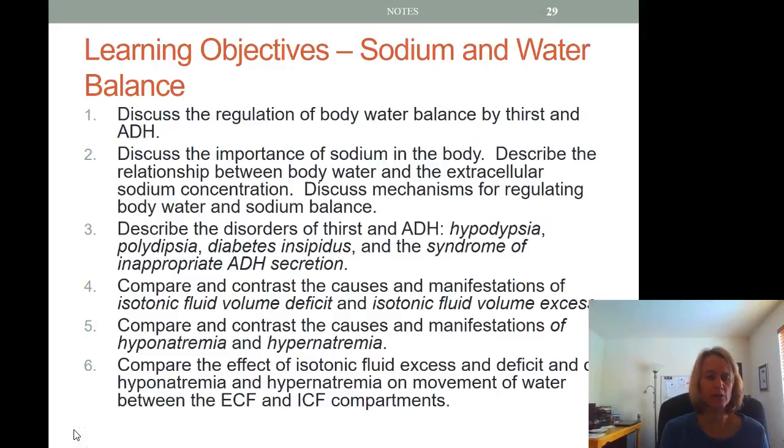Welcome back to topic 2. Now we're going to cover part 2, talking about sodium and water balance. And here are your learning objectives.